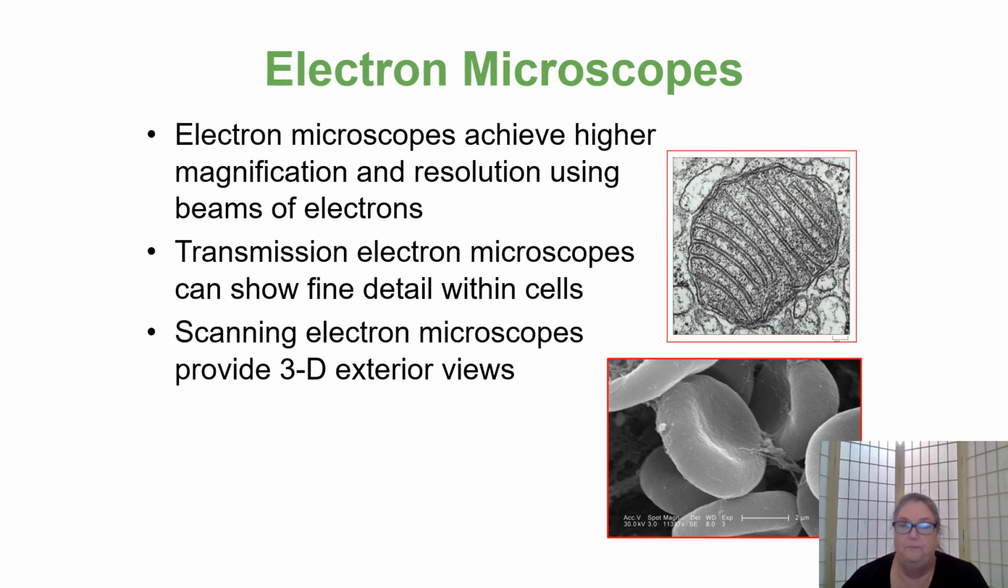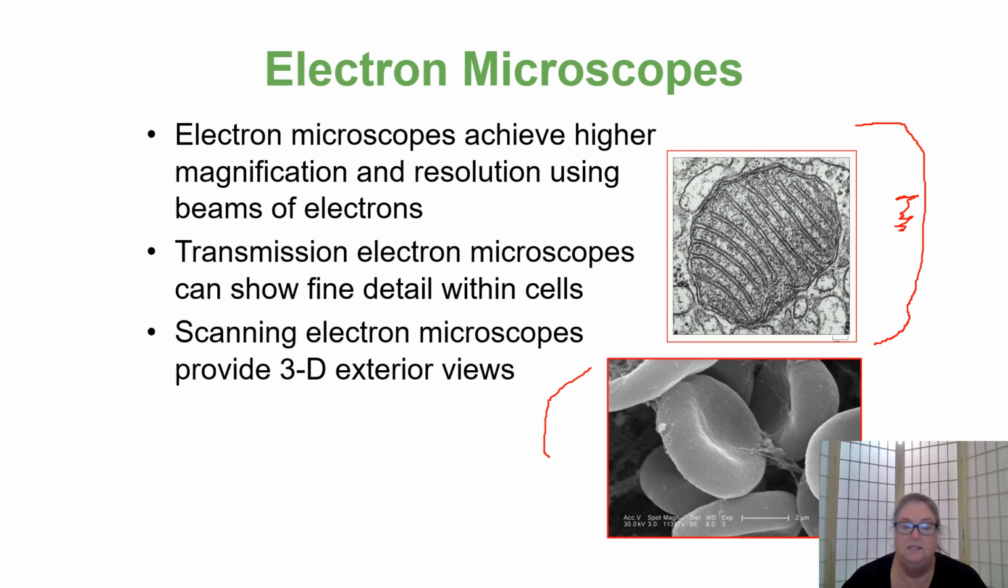Electron microscope. So with the electron microscopes, we can see higher magnification and higher resolution. In this illustration, we have fabulous resolution of a mitochondria. And even though I haven't seen this particular picture before, we know that it's a mitochondria because of the shape and these internal membranes. Fabulous picture. This is transmission, right? This is transmission right here.